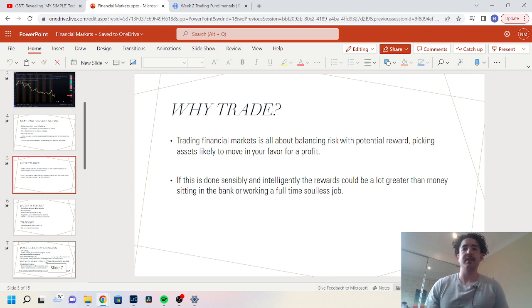Trading financial markets is all about balancing risk with potential reward. So picking assets likely to move in favor for a profit. If this is done sensibly and intelligently, the rewards can be a lot greater than the money sitting in the bank or working a full-time soulless job. Like I was saying, personally, I don't see myself doing that 9-to-5 grind. I personally see myself wanting to be free and just doing the things I love, doing the things I care about, spending my time on this earth making a positive impact.